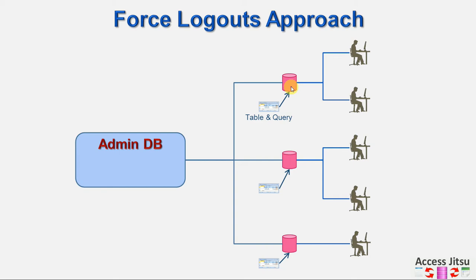Then we're going to add to each of these front-end databases 2 forms. One of these forms we've already seen in a previous video, and that's a hidden form. We're going to add to this form now a timer event, and when the timer event fires, it is going to query this new table and check on that value. If that value is true, it's going to open this second new form, which is our logout form.